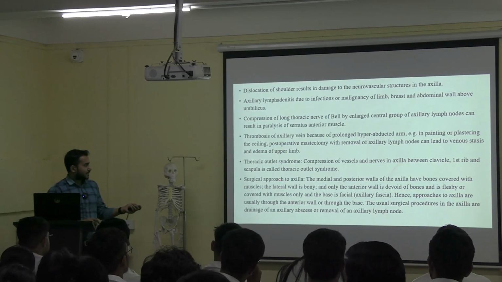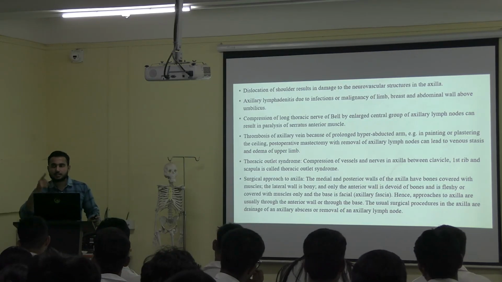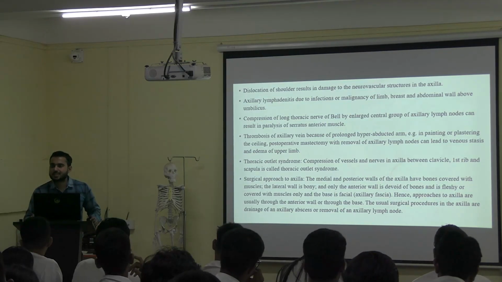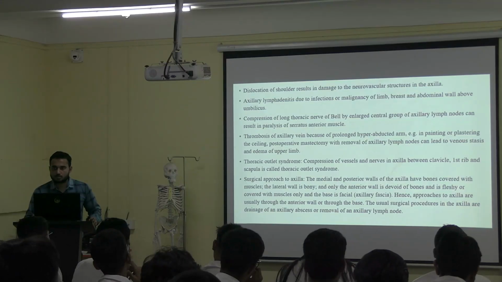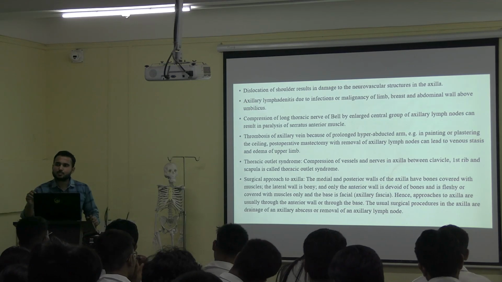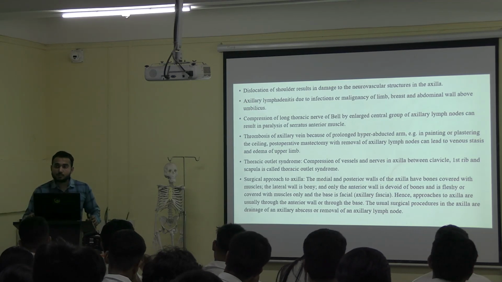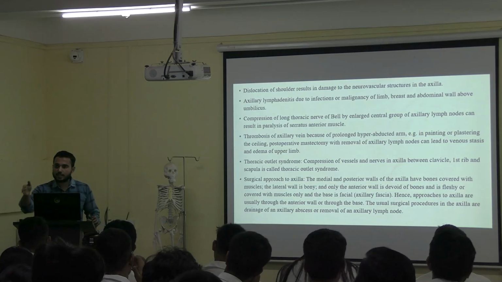Next, surgical approach to the axilla. Now this is very important. In the beginning I mentioned that abscess in the axilla is very common. Whenever an abscess is there, or suppose other surgical procedures are done in the axilla, which is the safest way to make the incision in the axilla?